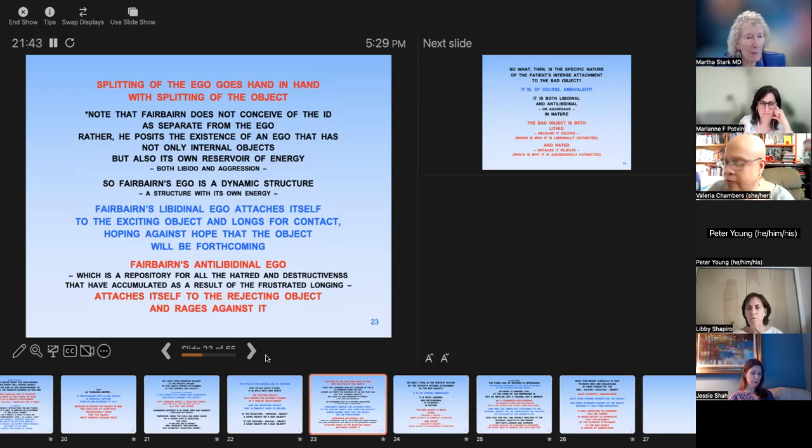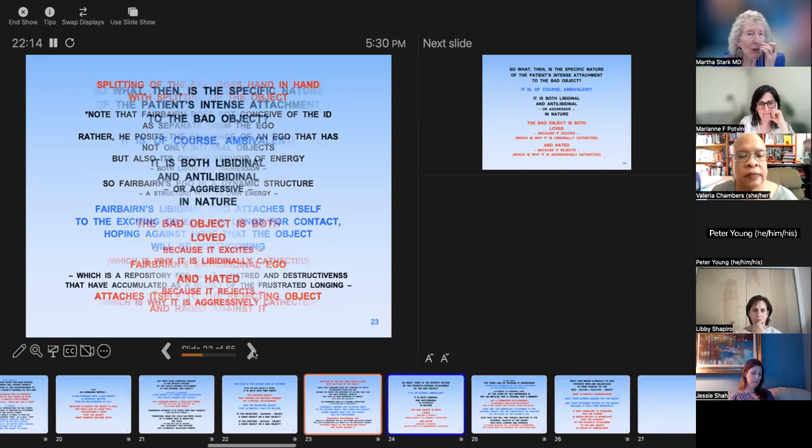So Fairbairn's libidinal ego, just visually, libido, attaches itself to the exciting object and longs for contact, hoping against hope that the object will be forthcoming. Relentless hope. Fairbairn's anti-libidinal ego, or aggressive ego, which is a repository for all the hatred and destructiveness that have accumulated as a result of the frustrated longing, attaches itself to the rejecting object and rages against it.